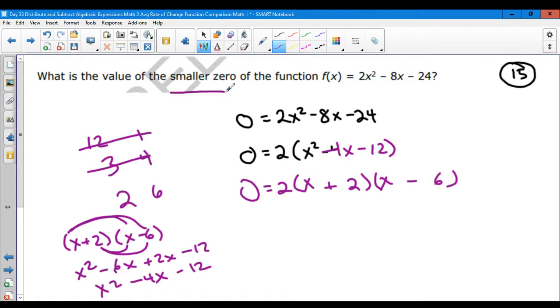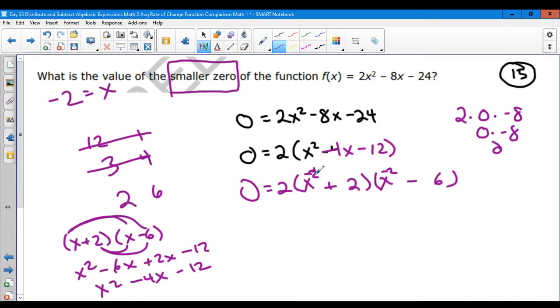Now I need those two zeros. And again, those zeros are the numbers that would make the quantity inside of parentheses 0. So I could put negative 2 in for x here. Negative 2 plus 2 would be 0. So if I put negative 2 in both spots here, it would be 2 times 0 times negative 8, which of course would be 0 times negative 8, which would give me 0. So that would work. Negative 2 is one of the values of x.